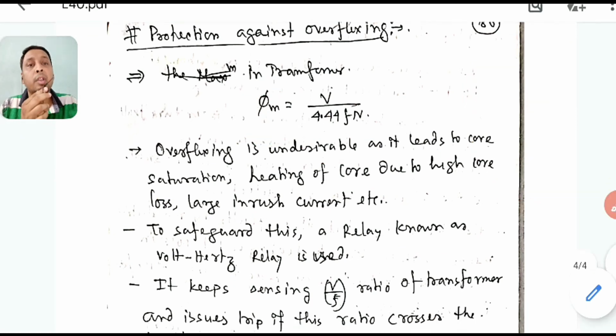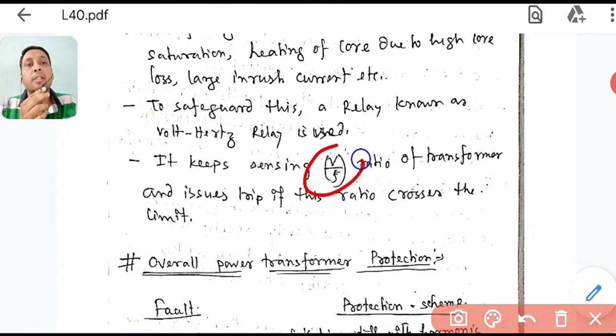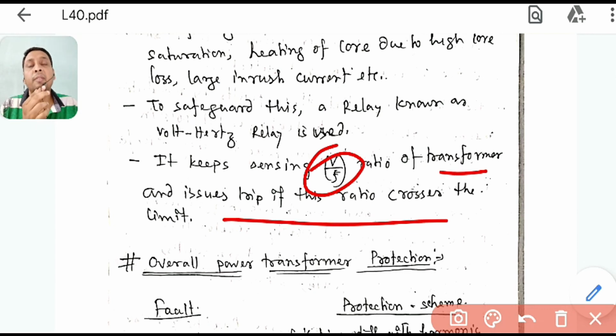So what does it do? It keeps on sensing the V by F ratio of the transformer every time, and issues a trip if it crosses a limit. The limit can be on the upper side or the lower side. You can use it for overfluxing and underfluxing also. Low fluxing also you can do. So you can use it for an upper limit or a lower limit.